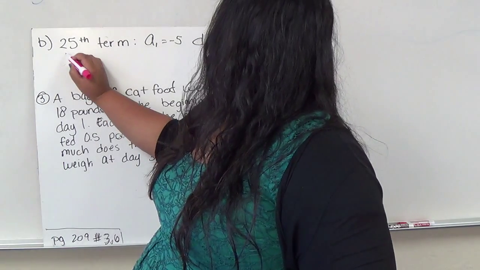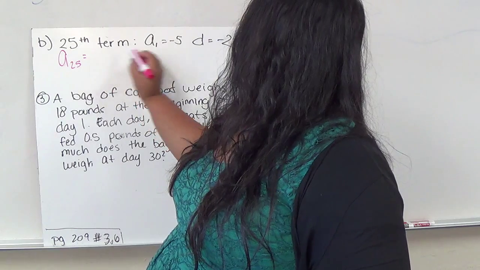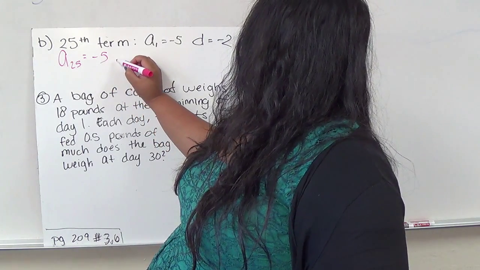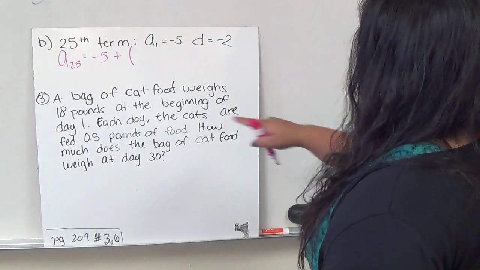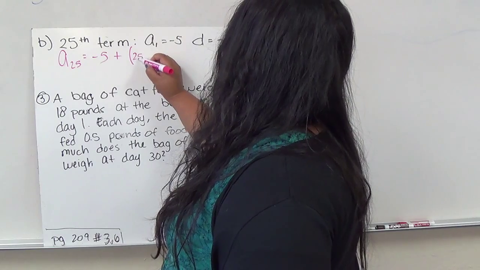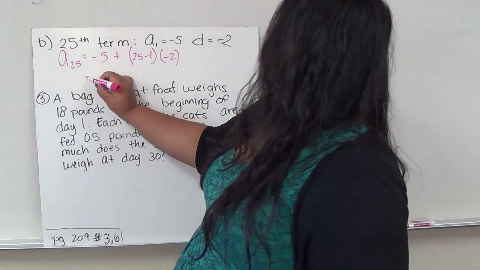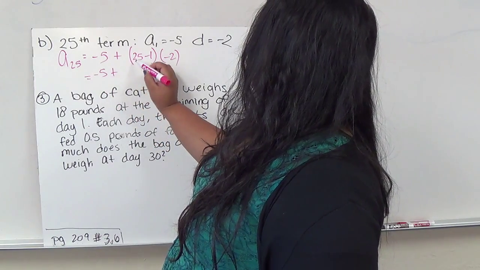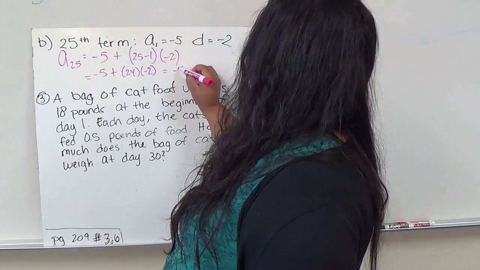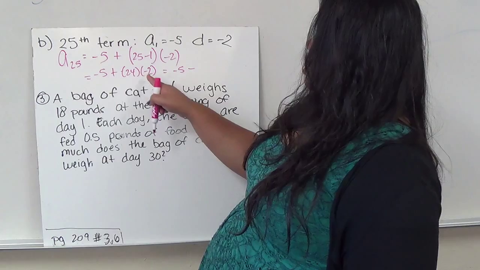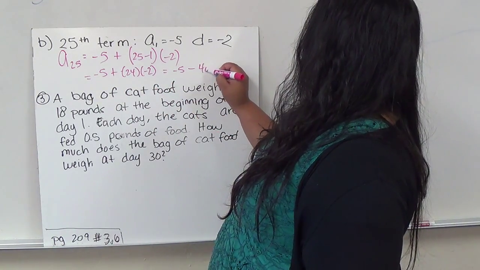So we had a of n, a sub 25, that's the term we're looking for, equals -5, because it's a1, the first term, plus our term n, 25, minus 1 times d. Okay? So parentheses first: 25 minus 1 is 24 times -2. So this is -5 minus, because this plus and this negative make a negative, 48.